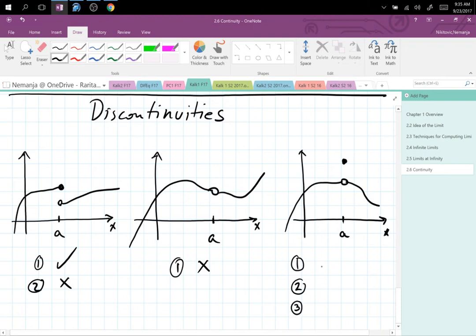Yeah, rule 3. It passes the first one. It has the function value. You see that one, right? It has the function value. It's whatever this number here is, so on y.